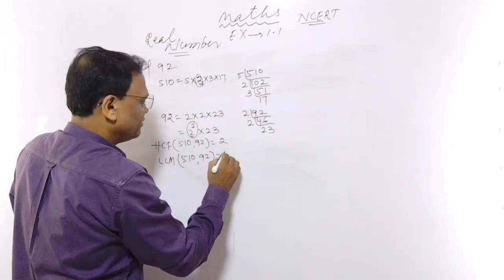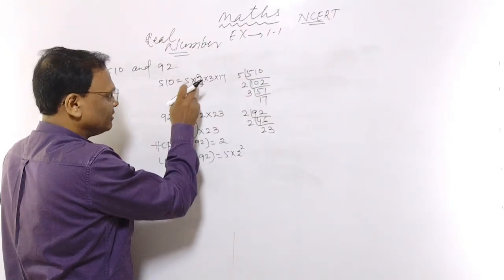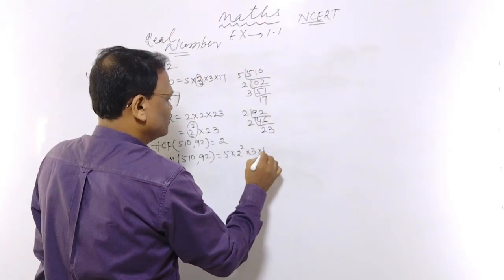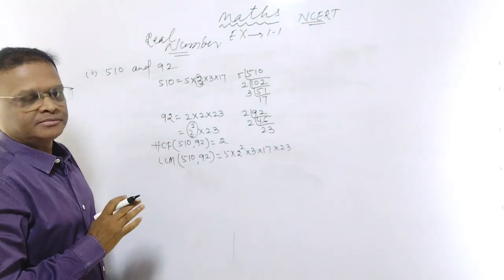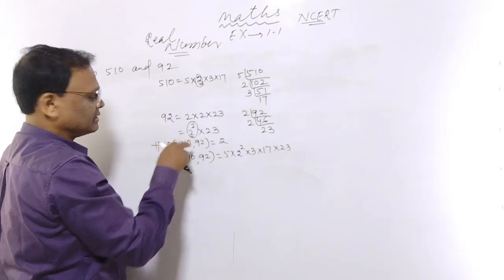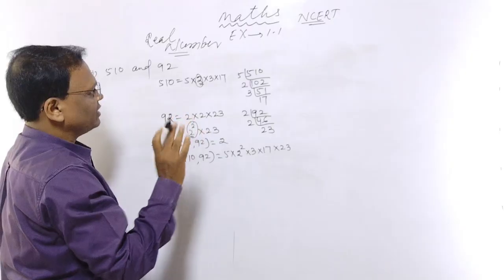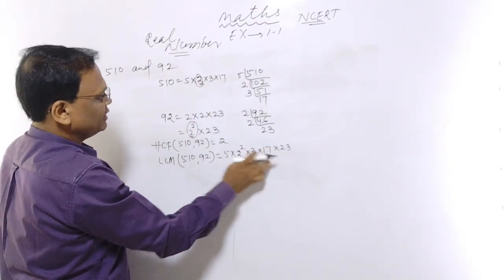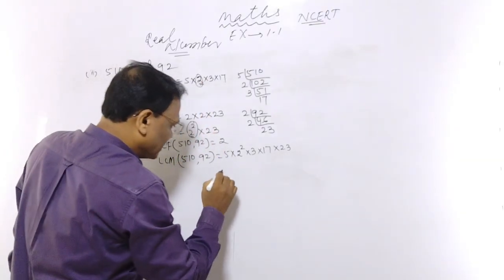So first let me write 5 into 2 square. Out of these two, one is taken, 2 square. Now the remaining numbers, into 3 into 17 into 23. These are all yours, right? Only if any number repeats, you take its highest power. Out of these two, the highest power is this. Remaining, all the numbers you write. 5, 3, 17, 23 are there, and out of these two only one, that is 2 square. Now let me calculate what I'm getting.